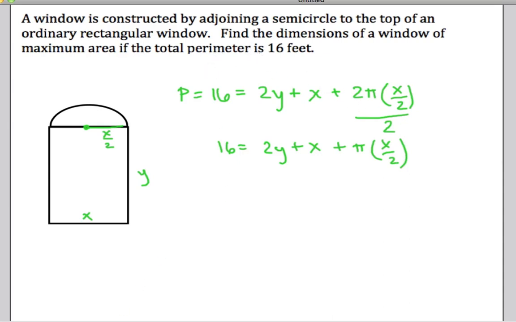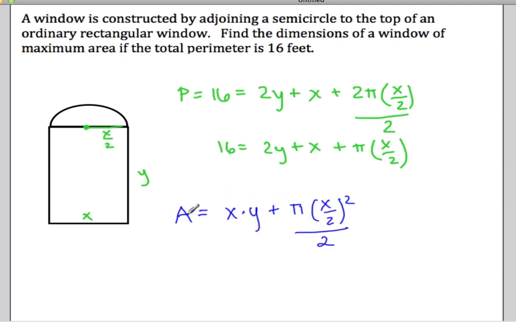So area is equal to x times y plus pi r squared over 2. So pi r squared, and I only want half of it, over 2. Okay, now we want to maximize area.